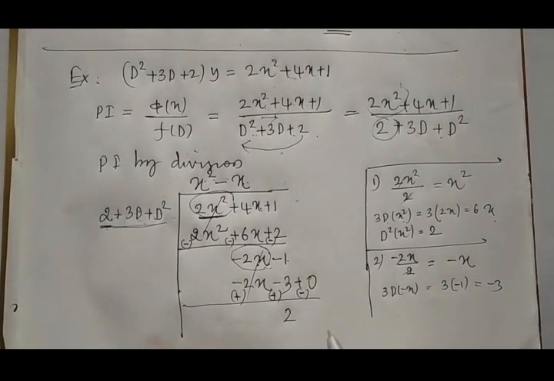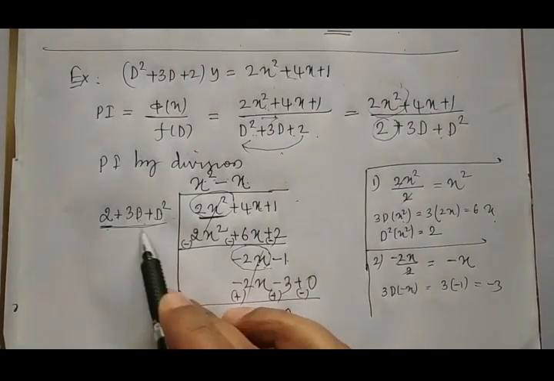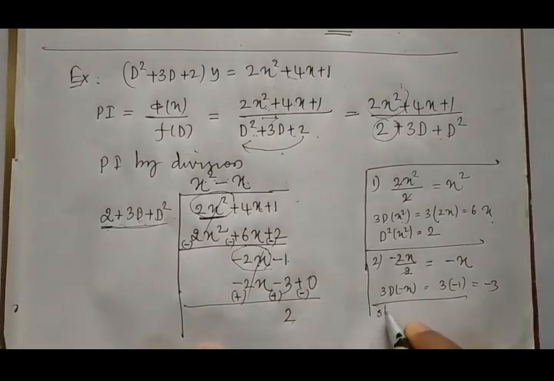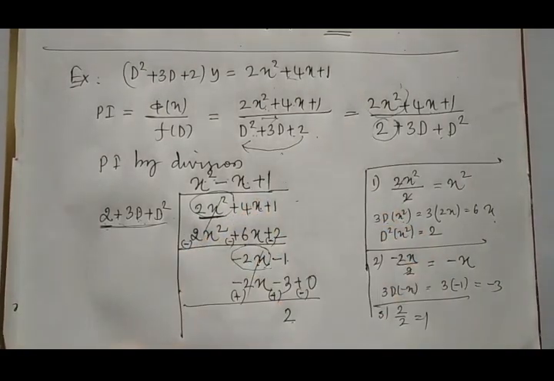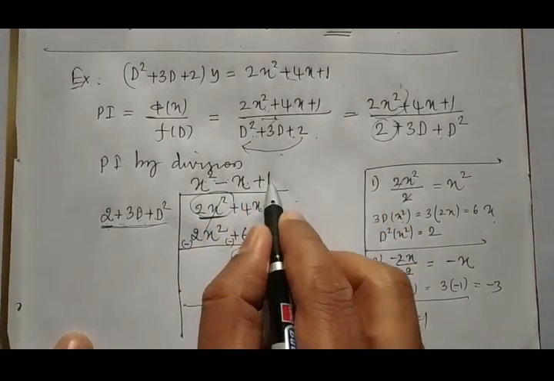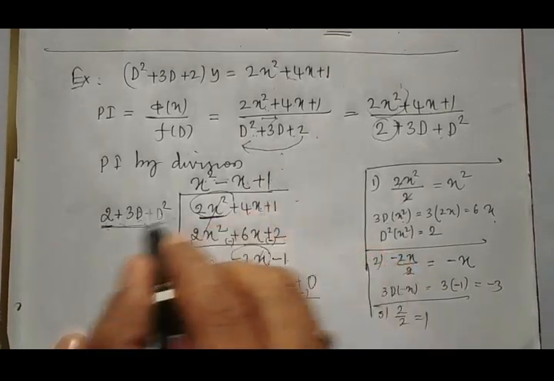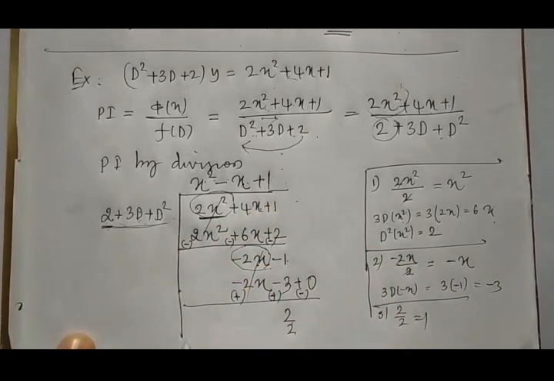Okay. Next again. First term by first term. Third step is what? First term by first term. So 2 divided by 2 is equal to 1. That 1 I will be writing here. Therefore again multiply 1 into this whole thing. So 1 into 2 will be 2.